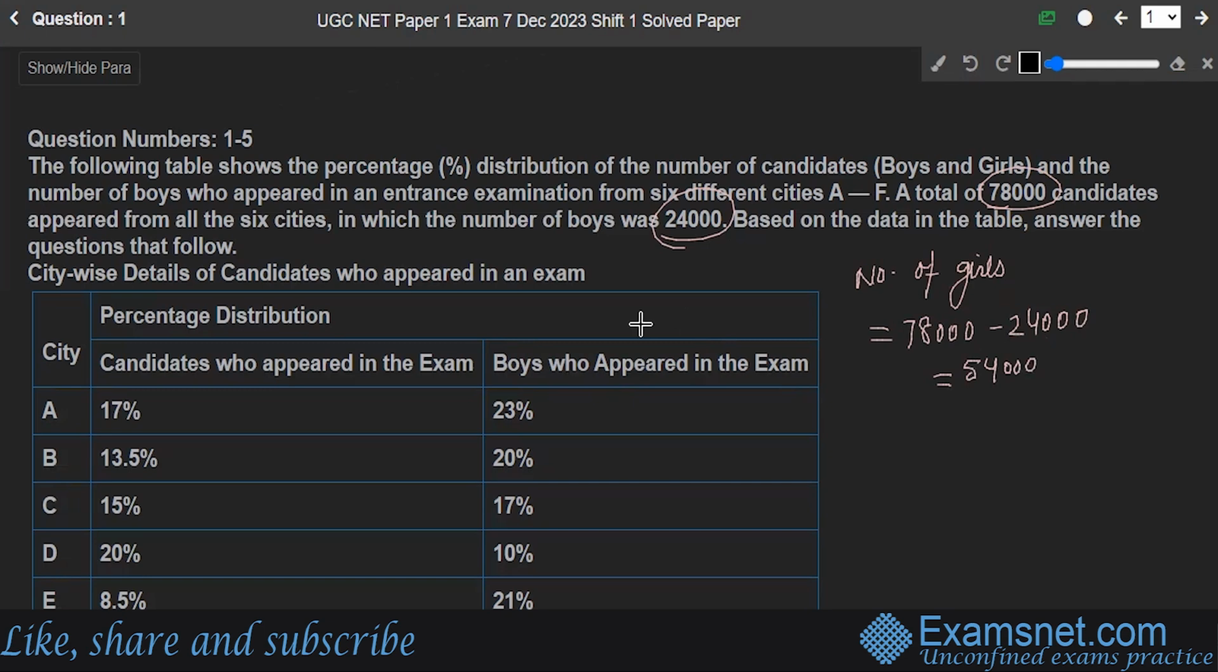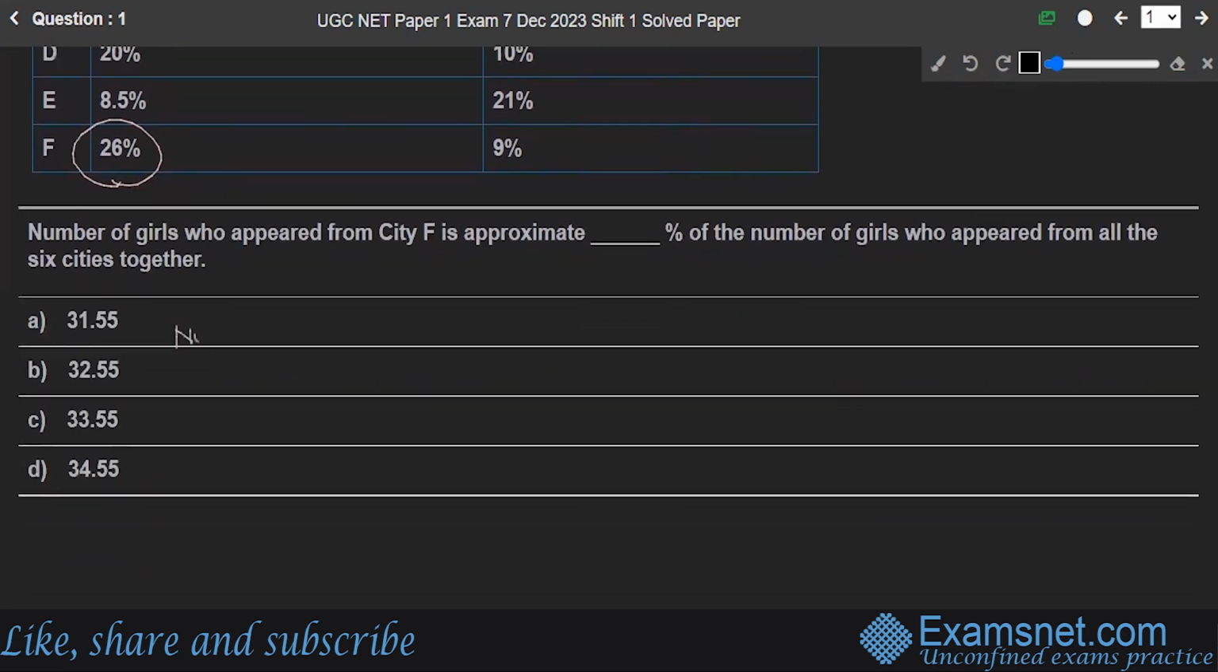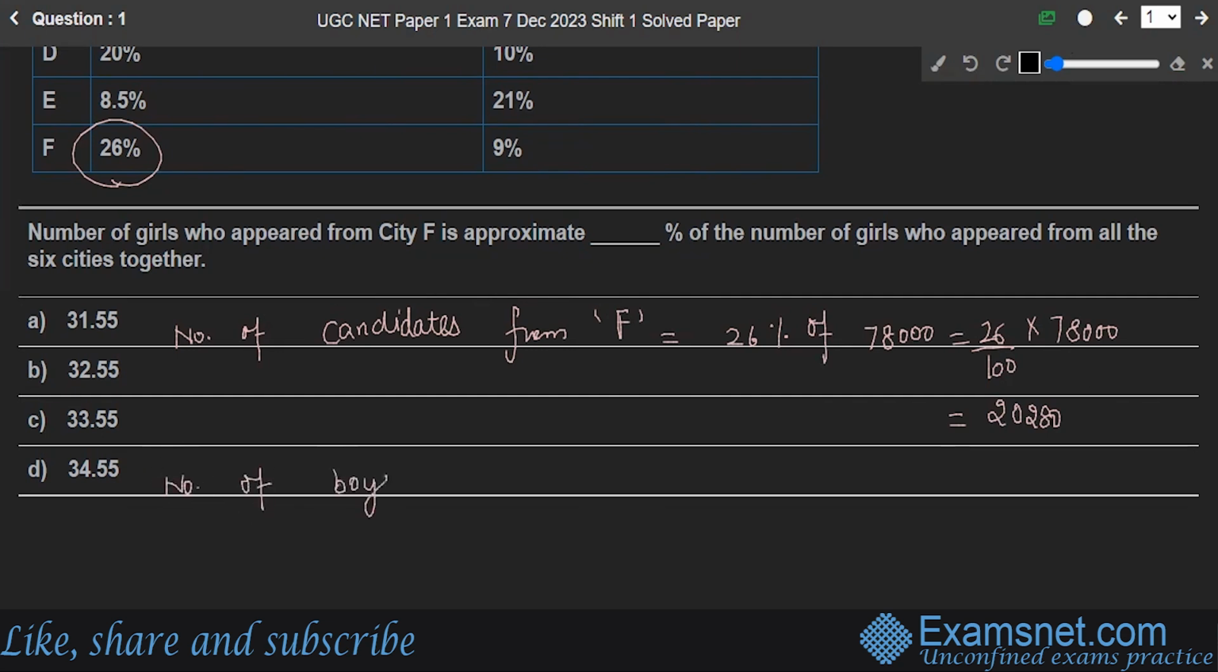Now, total number of candidates in city F is 26%. Number of candidates from the city F is equal to 26% of the total number of candidates, that's 78,000. So this will give you 26 upon 100 into 78,000. On solving, this will give you 20,280. So this is the number of candidates in F. Number of boys from city F, it is 9%. So 9% of this 24,000. This will give you, on solving, 2160.